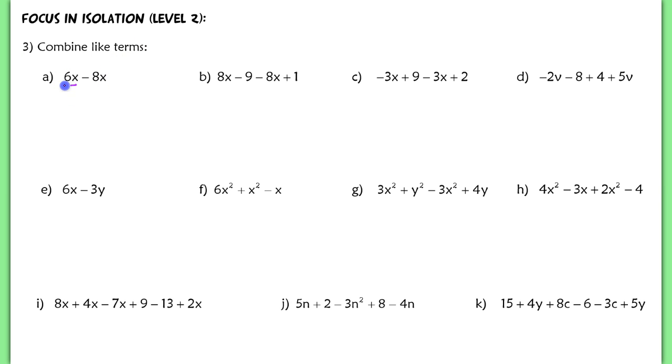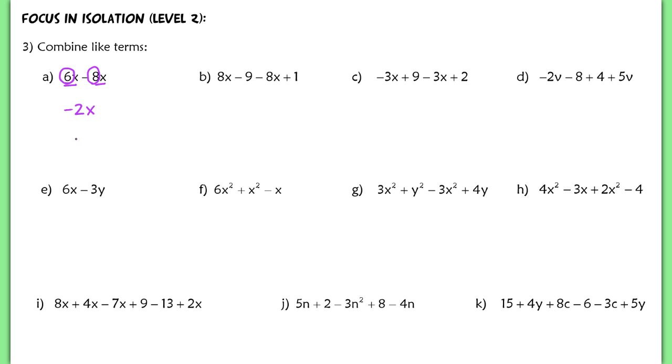These are both like terms because both of these have an x involved with them. So I can combine these. All I need to do is look at the coefficient, which is the number out in front. So I take 6 minus 8 and I type that right into my calculator and I would get negative 2. I just attach the x. So 6x minus 8x leaves me with negative 2x.